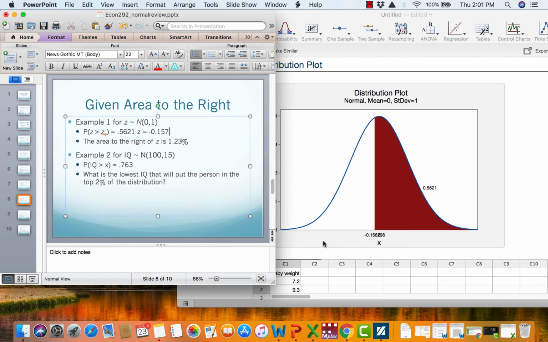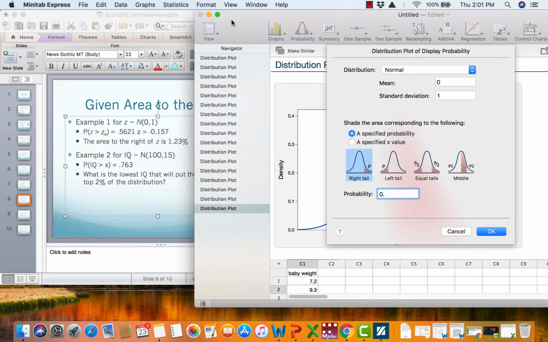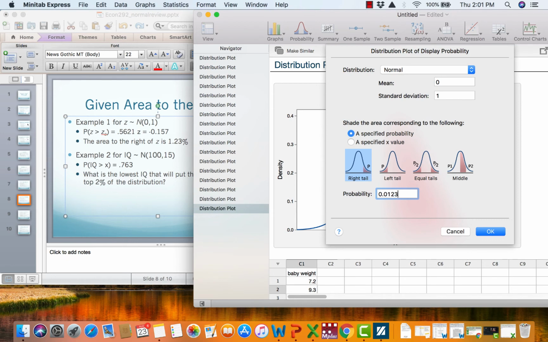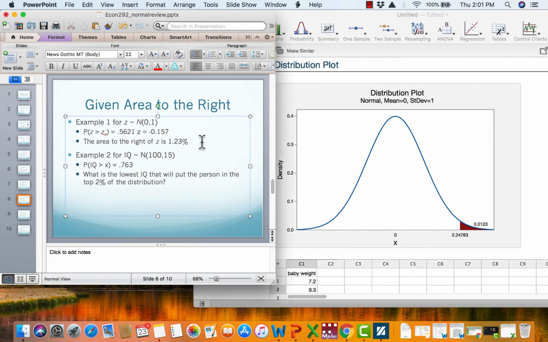All right, let's do another one. The area to the right of z is 1.23%. So we go into make similar. We have our standard normal distribution. We have a specified probability. All right, we want to the right, and our percent of interest is 1.23%, so 0.0123. We say okay. And our appropriately rounded z-score here is 2.248. All right, that 7 rounds up. I don't even look at the 6. I round that 7 up to 8.